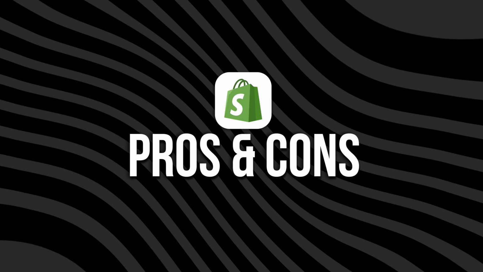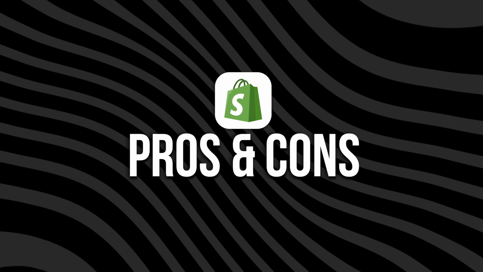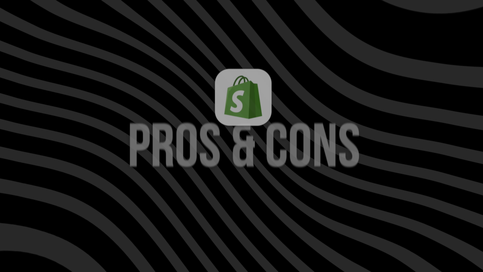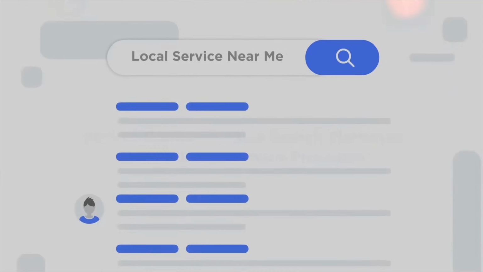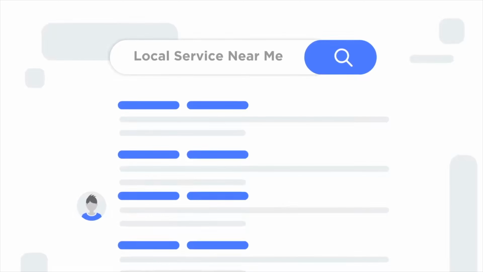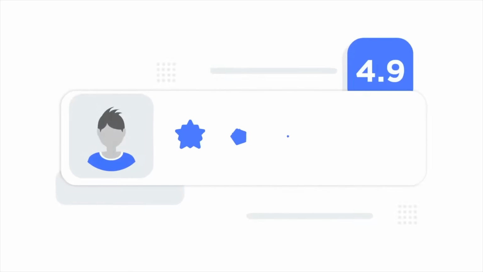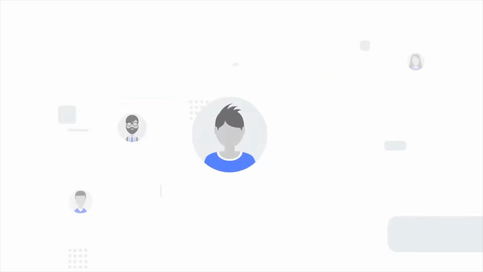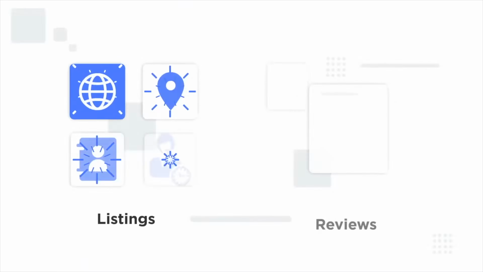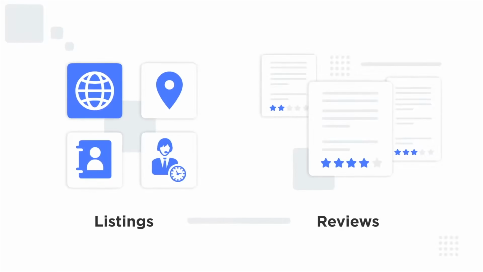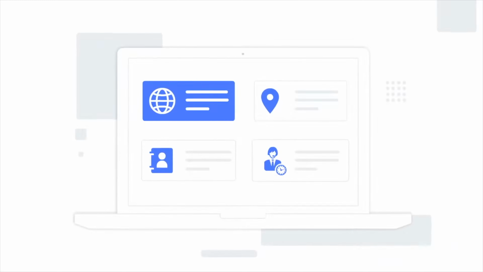Now let's go through some of the pros and cons to see if this is worth investing your time into. So one of the biggest advantages of schema is that it improves how your store appears in search without increasing ad spend. It helps your listing stand out, build trust early, and supports better click-through rates. Schema also helps search engines understand your site better, which can improve how your products are matched to search queries.